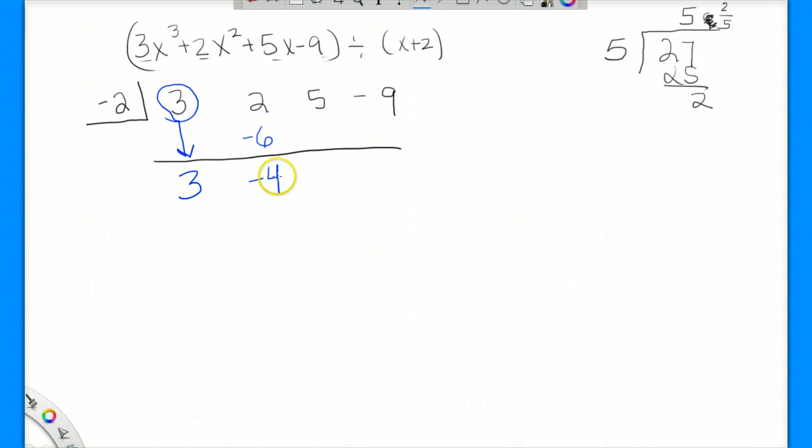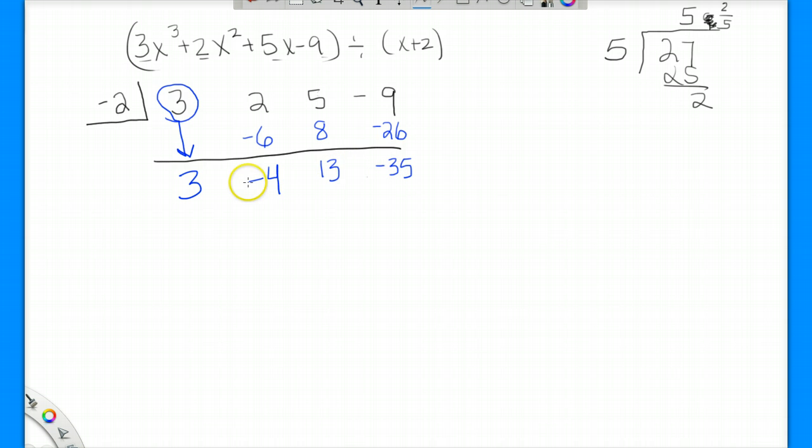You take the number you brought down times the number in the box. -4 times -2 is +8. That goes here in your next spot. Okay, adding down the column. 5 plus 8 is 13. Okay, then one more time, take the number you brought down times the number in the box. 13 times -2 is -26. Put that here. And once again, add down the column. You're always adding down the column. -9 plus -26 is -35. Now we're done with our division.